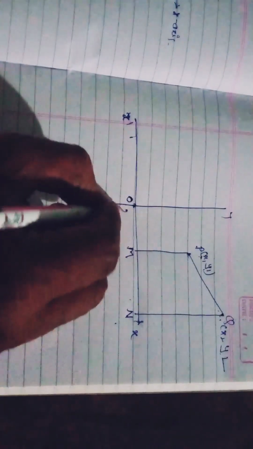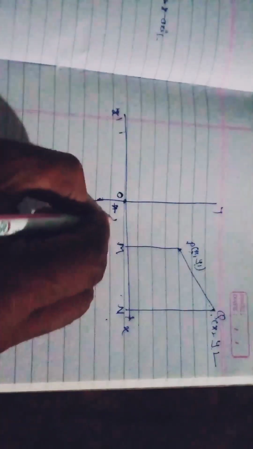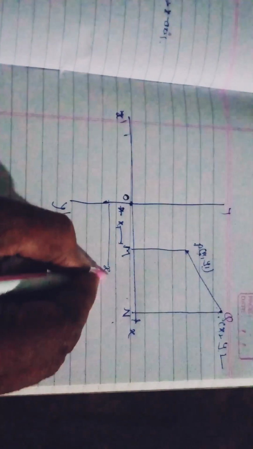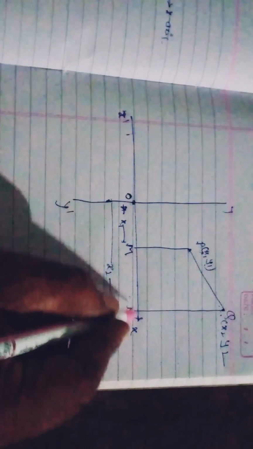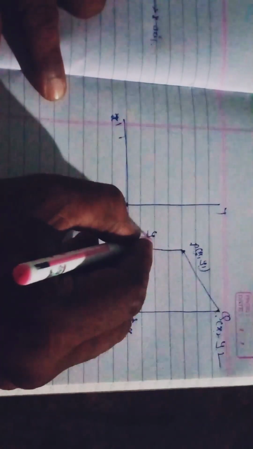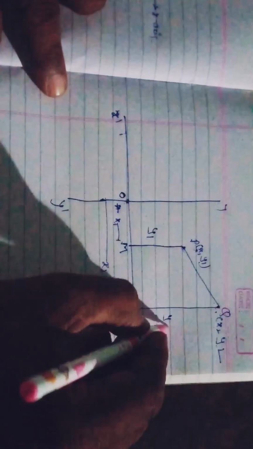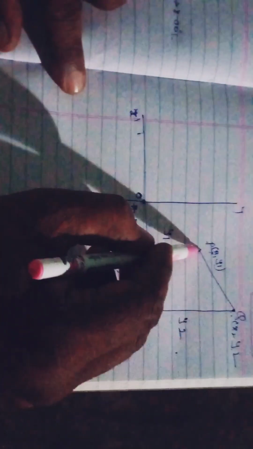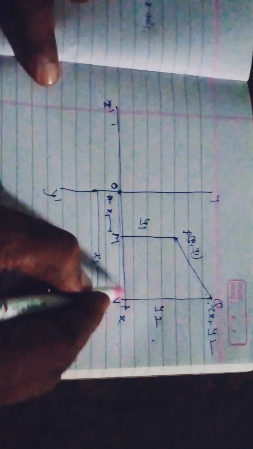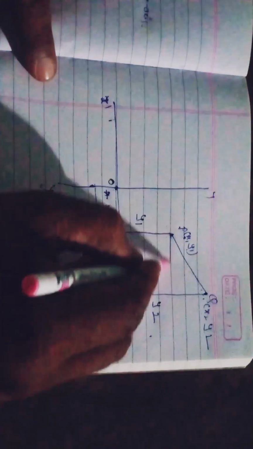We know that the distance OM is x1, because the x coordinate of point P is x1. The distance ON is x2. Now take the distances PM and QN: this one is y1, this one is y2. Now we want to find the distance between these two points. Therefore, you have to draw one line parallel to the x-axis. This one is the parallel line.